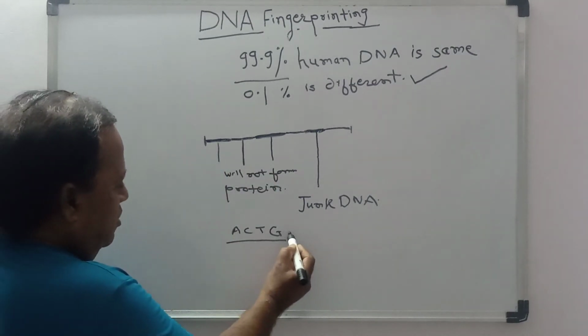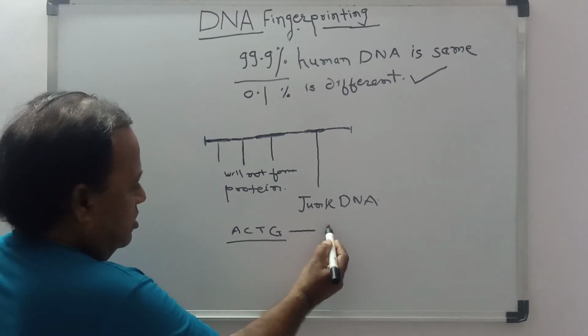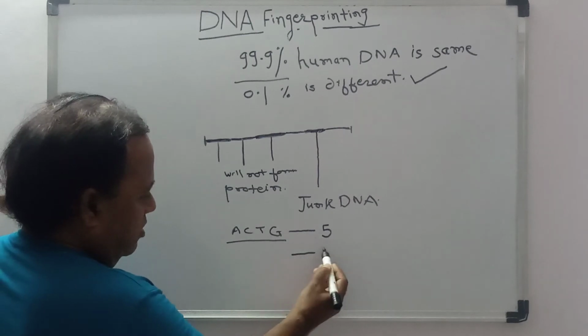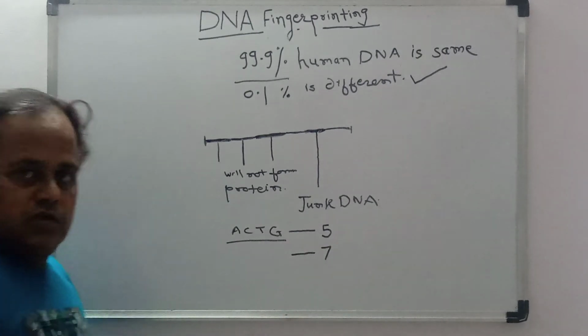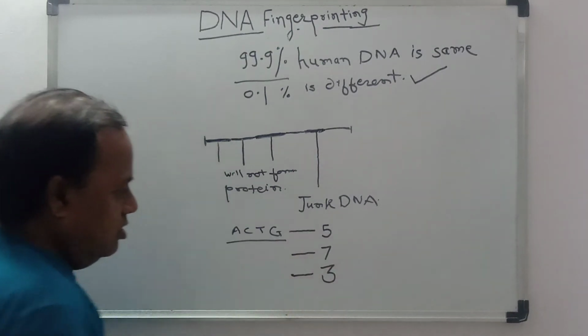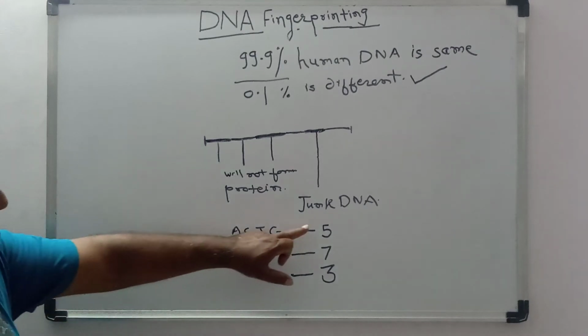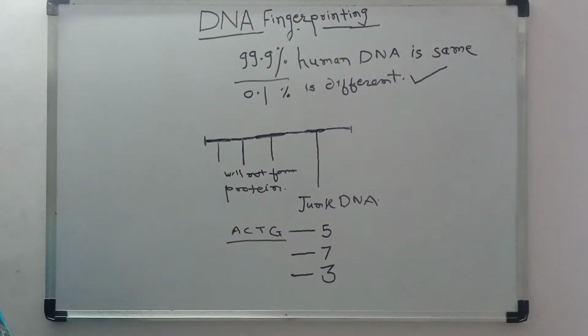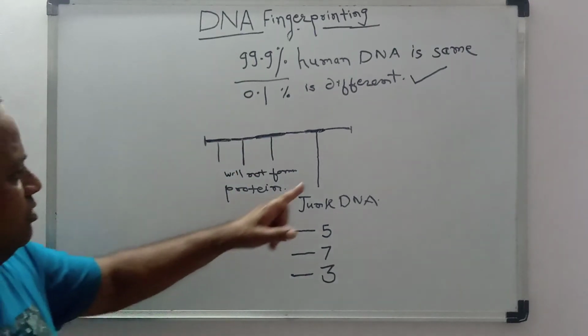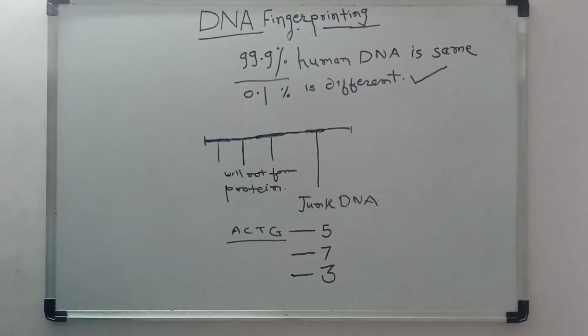Suppose in my case this sequence is repeating 5 times. In another person's case it will repeat 7 times. In some other person's case it may repeat 3 times. So this variation of the repeating sequence, or polymorphism, will help us to identify or match the DNA of the criminal and the murder scene. Okay.